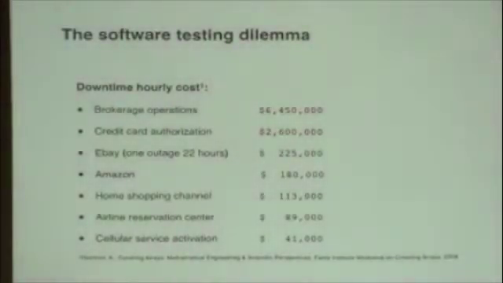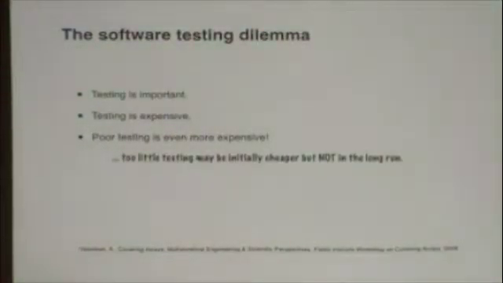And so he ranked them in this way. So the point I think that Alan Hartman was trying to make is that software testing is important, right? Testing is expensive. Why is it expensive? It's 50 to 75% of the cost of a software development project. And he says poor testing or inadequate testing is even more expensive.